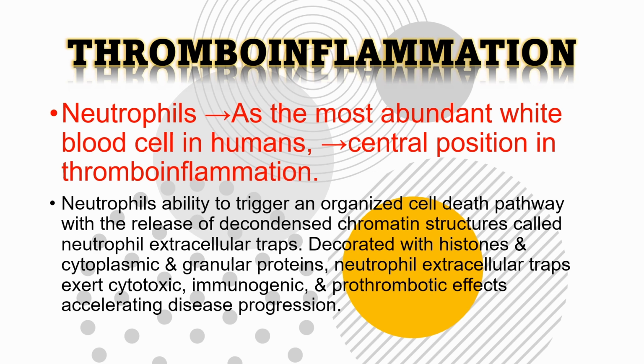Neutrophils, which are the most abundant white blood cells in humans, take a central role in the process of thromboinflammation. This is because of their ability to trigger an organized cell death pathway with the release of decondensed chromatin structures, which are called neutrophil extracellular traps. This chromatin structure is decorated with histones and cytoplasmic and granular proteins. These neutrophil extracellular traps exert cytotoxic, immunogenic, and prothrombotic effects, accelerating disease progression, and play a central role in thromboinflammation.